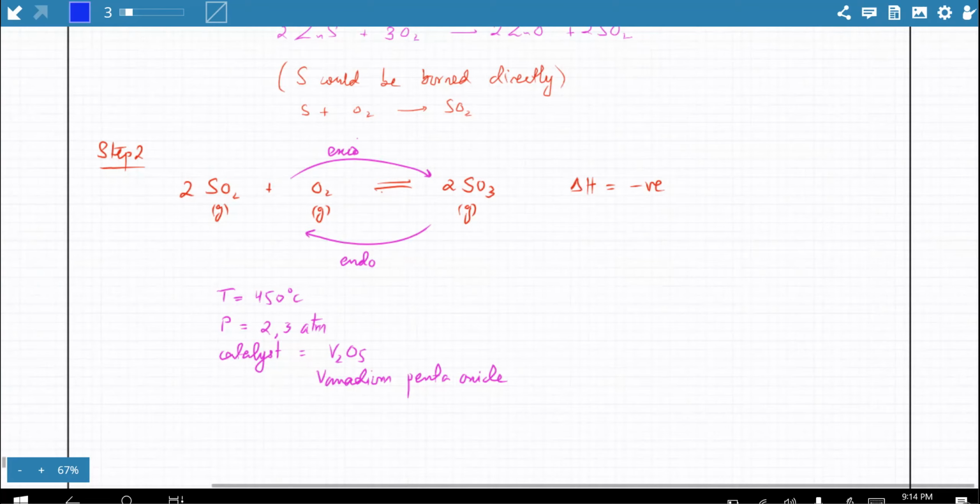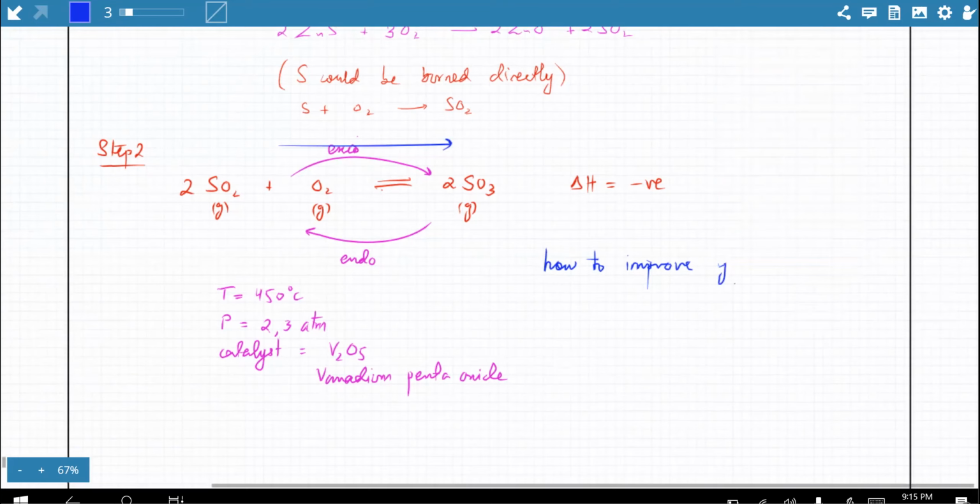Since it's a reversible reaction, I'm going to apply our knowledge of reversible reactions. How do you improve yield? For this reaction, how to improve yield? It means I want to send the reaction in the forward direction, so that there is more output. Number one, if you check the number of gas moles, how many gas molecules are there here? There are just 2 molecules of gas, so that's less gas.